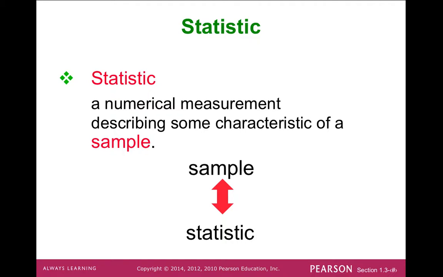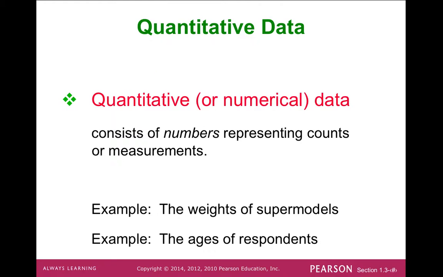In contrast, a statistic is a numerical measurement describing some characteristic of a sample. Again, sample and statistic both start with S, so they're fairly easy to keep straight. And again, this is a numerical measurement describing some characteristic of a sample.